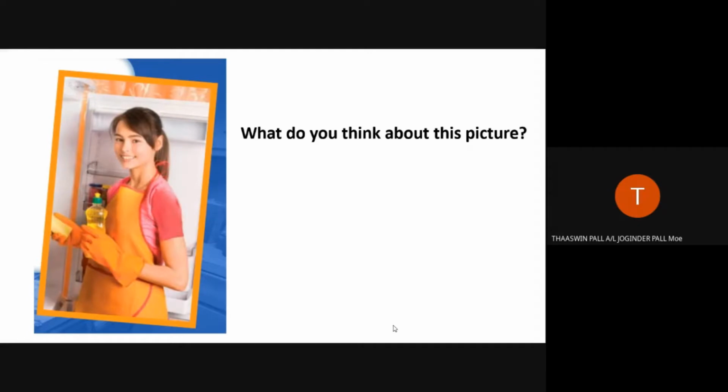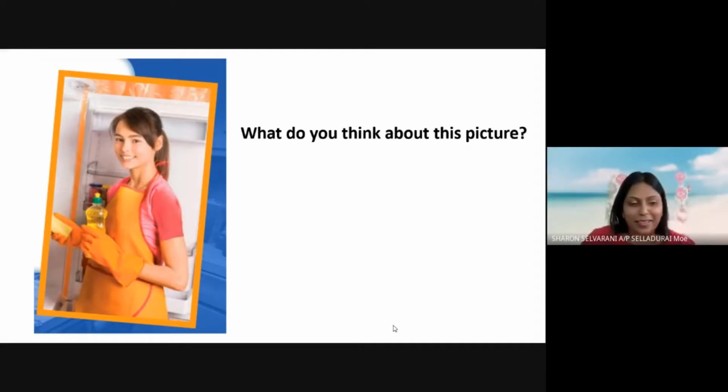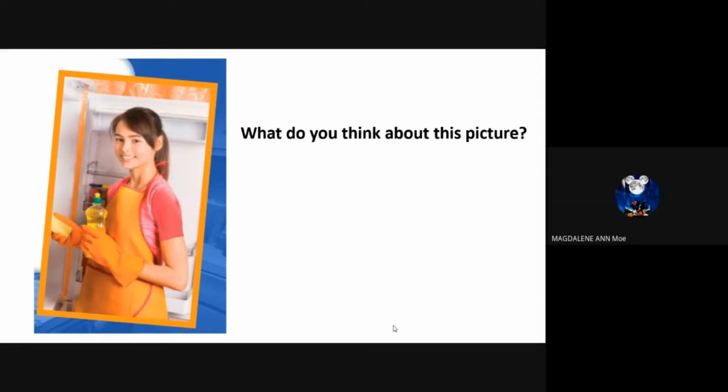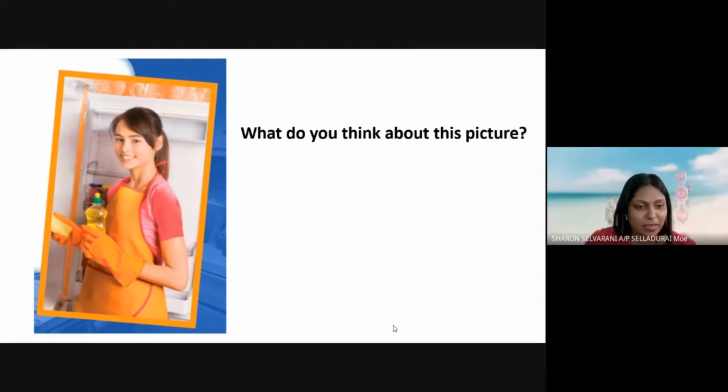Liquid soap. What does it look like? Does it look like an oil bottle or looks like something else? Something else. And she's also wearing something on her hand. What does it look like?